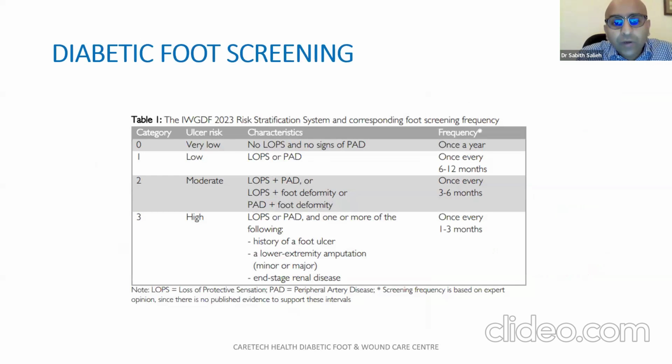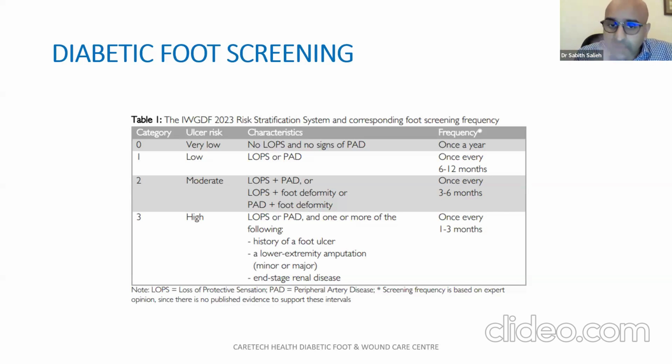So if you are very low, what that means is you don't have any loss of protective sensation or signs of peripheral arterial disease. Then we can screen them once a year, right? If you are low, that is, if you have some form of neuropathy or peripheral arterial disease, we generally bring them back in about 9 months. If you have moderate risk, that is loss of protective sensation and peripheral arterial disease, or if you have a neuropathy plus a foot deformity or PAD with a foot deformity, then we bring them back a little sooner, maybe 6 months.